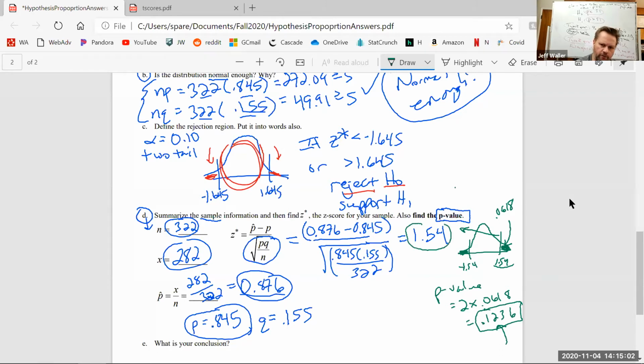How else can I tell that we failed? Here's my 1.54. Did that make it in the rejection region? No. Poor little dude. He's right there on the edge though, but too bad, not far enough along. You're right where H naught thought you would be, right in there.